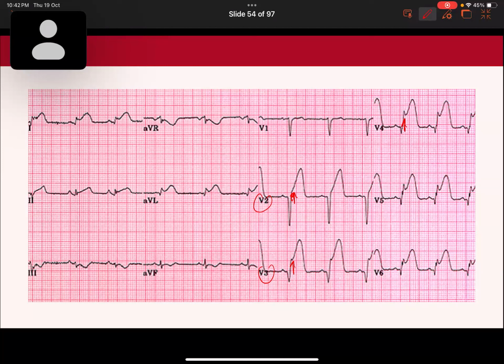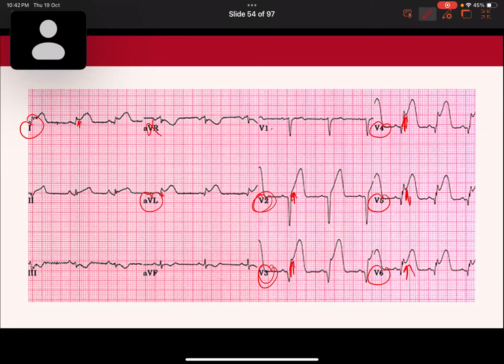Let me go back from the beginning. So you have ST elevation lead 1, lead 2 is normal, lead 3 is normal. You skip AVR. You look at AVL. You could say that there is some ST elevation. So lead 1 and AVL have ST elevation. AVF is normal. V1 is normal. V2 has some ST segment elevation, so you circle it. V3 has ST segment elevation, so you circle it. V4 also has some ST segment elevation. V5 also has it, so you circle it, and V6.